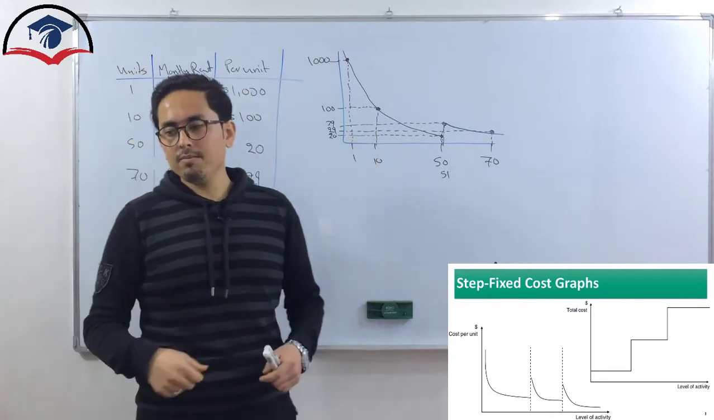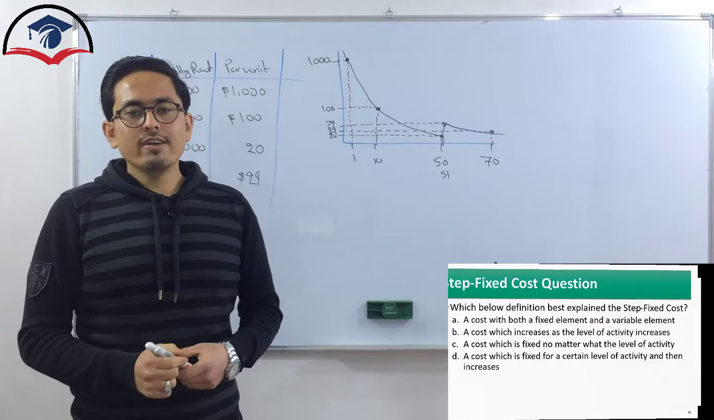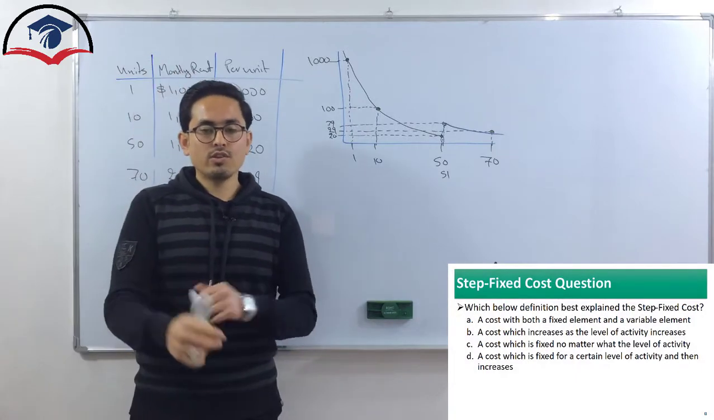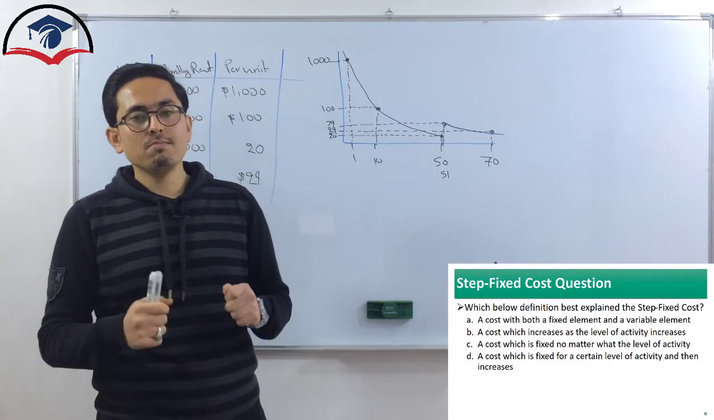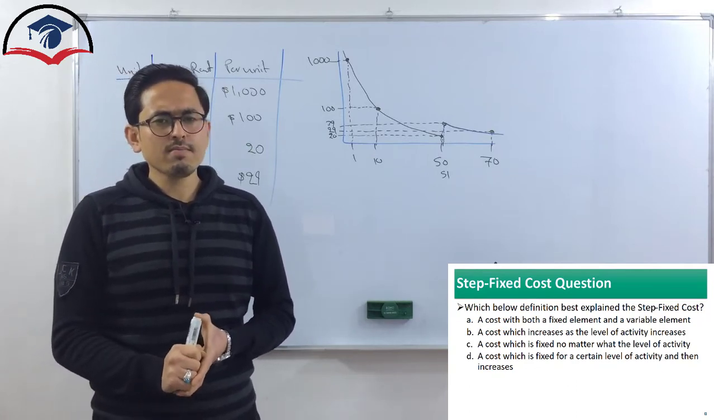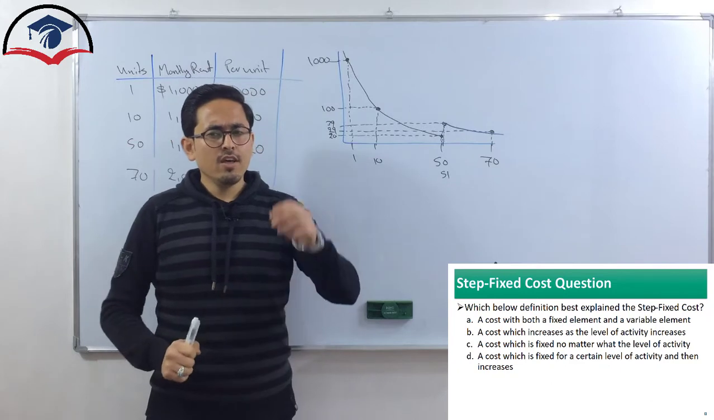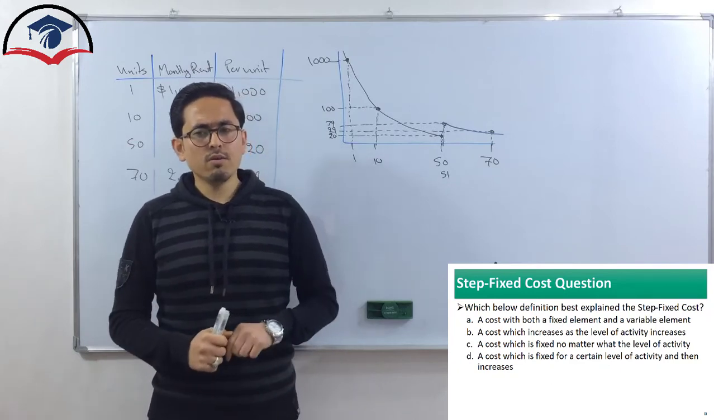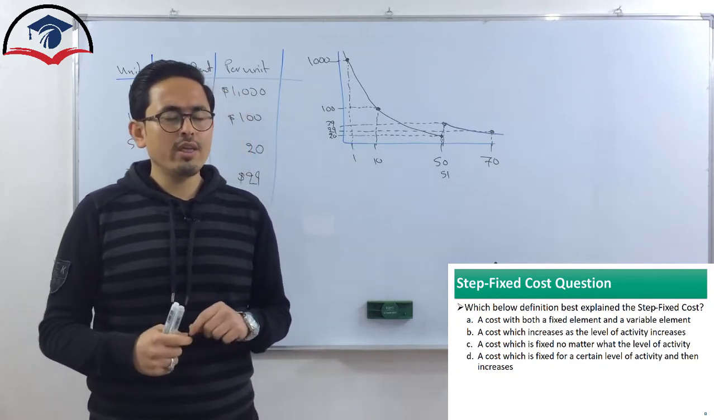An example is here. As always, a practice question. The practice question asks which definition below explains the step fixed cost. And the options we have: a cost with both a fixed element and a variable element.